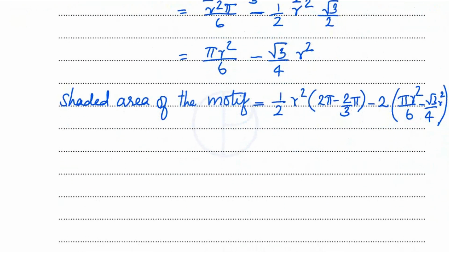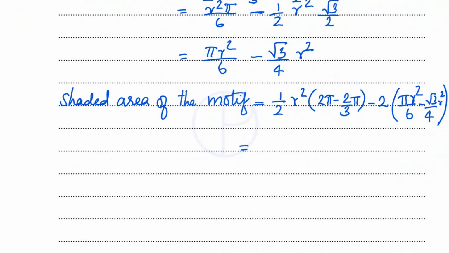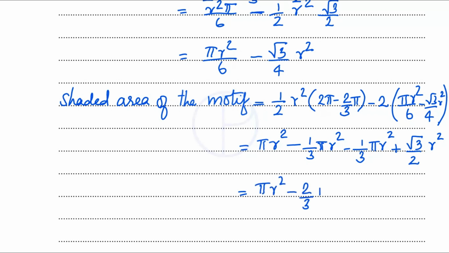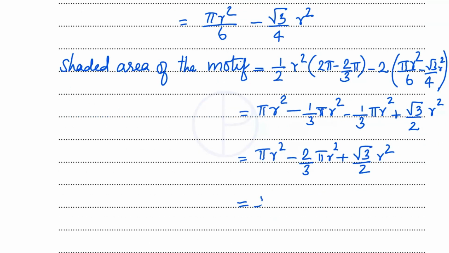Okay, let's simplify this one. This is equal to pi r squared minus 1 over 3 pi r squared minus 1 over 3 pi r squared plus square root of 3 over 2 r squared, and this is equal to pi r squared minus 2 over 3 pi r squared plus square root of 3 over 2 r squared, which is 1 over 3 pi r squared plus square root of 3 over 2 r squared. This is the shaded area of the motif.